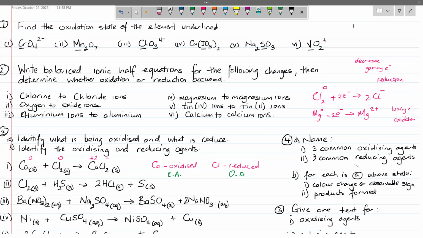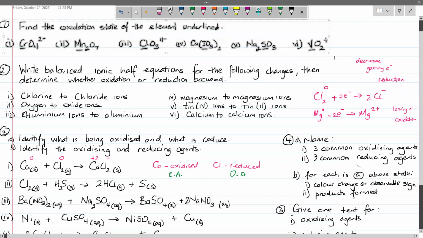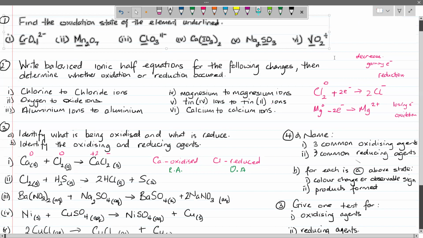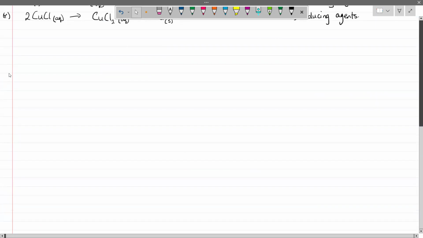All right, so we're gonna look at some questions on redox reactions. The first of which you're gonna be looking at is finding the oxidation states of the underlying elements. So I'm just gonna take these from here. Let's scroll down on our page so we could do the solutions.